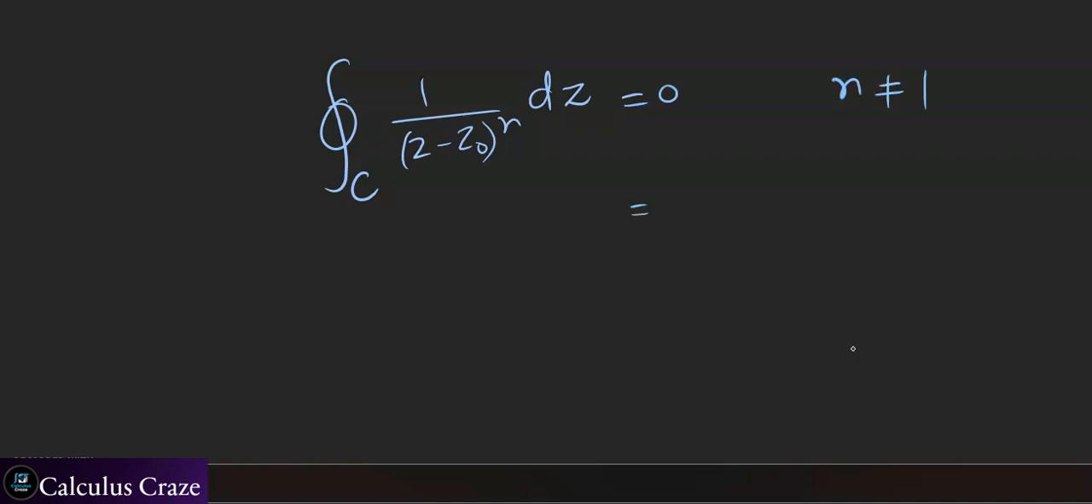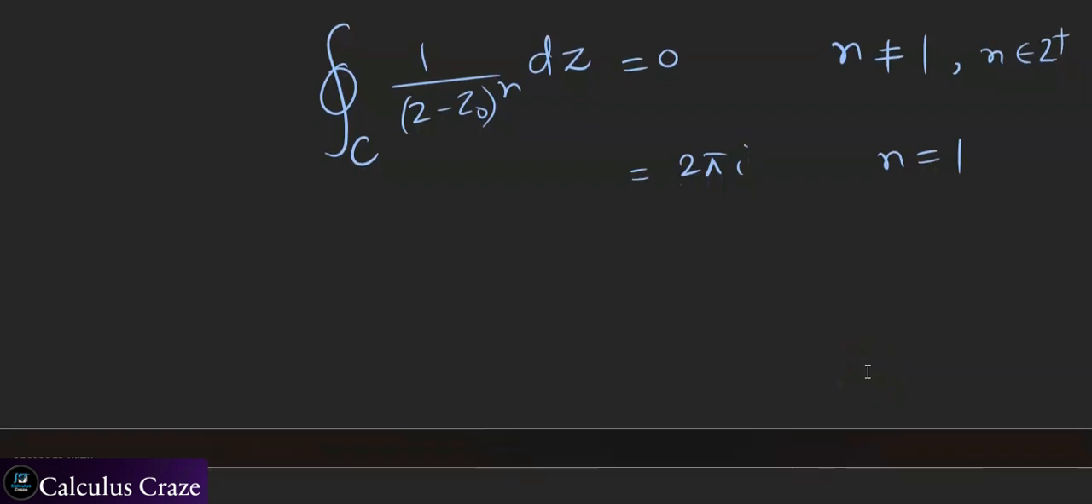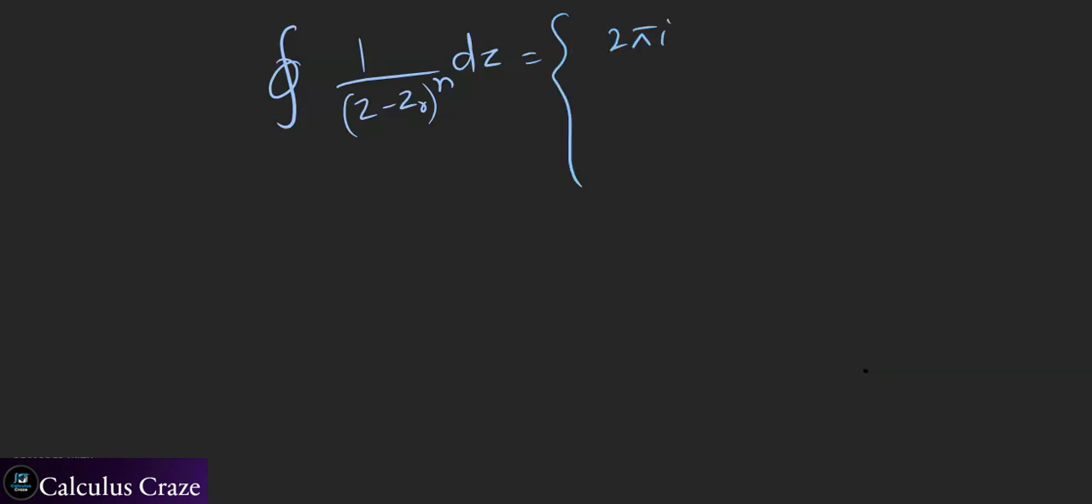So we can say that this particular integral of 1 over (z minus z naught) to the power n dz is 0 when n is not 1, and it is equal to 2 pi I when n is equal to 1. So n is not 1 of course, but n was from the positive integers so far. I can write it in piecewise form: the integral of 1 over (z minus z naught) to the power n dz is equal to 2 pi I when n is 1 and 0 when n is not 1.